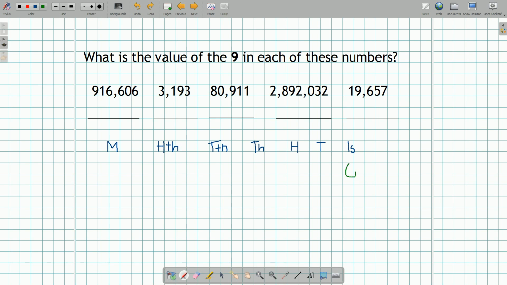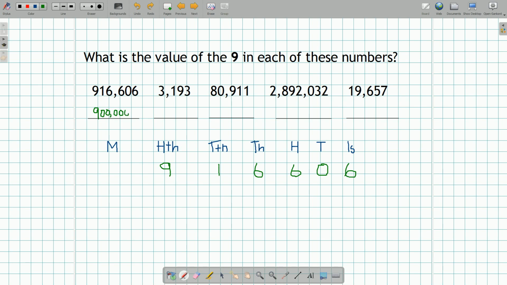So 6 in the ones column, we're starting with the one on the far left, nothing in the tens column, 6 in the hundreds column, 6 as well in the thousands column, 1 in the 10,000s column, and 9 in the 100,000s column. So our 9 is worth 900,000.